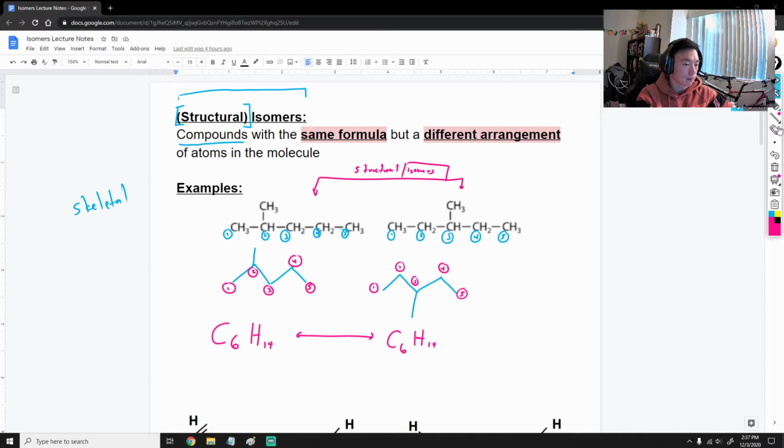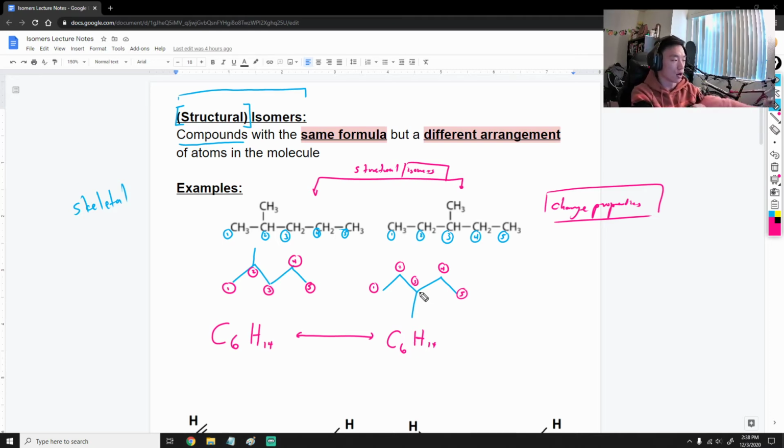Okay? Now, the reason why this matters is because based on where the atoms are arranged, it's going to change the properties. Okay, so basically the way that we use these chemicals, the things that these chemicals do, are going to be slightly different or even dramatically different just because we arrange the atoms a little bit differently in the molecule. So we'll talk about that later in the unit, but just keep in mind that they have different properties, that they're different even though they have the same chemical formula. They're organized differently, and so they're going to have different properties.